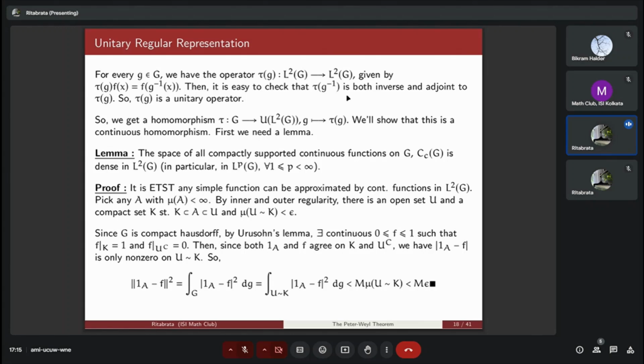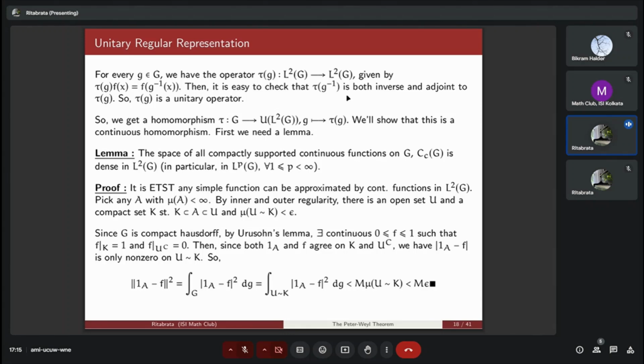So we'll try to prove a general lemma first, that the space of all compactly supported continuous functions on G, C_c(G), is dense in L2(G), or in particular in L^p(G) for all p greater than or equal to 1. So these are standard tricks from measure theory. We'll try to show that any simple function, that is a linear combination of indicator functions, can be approximated by continuous functions in L2(G).